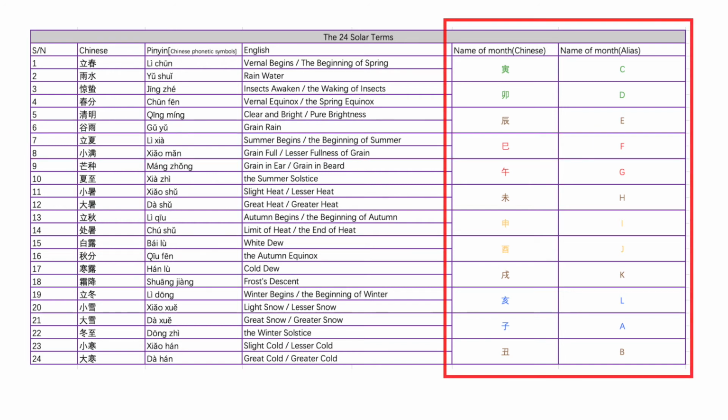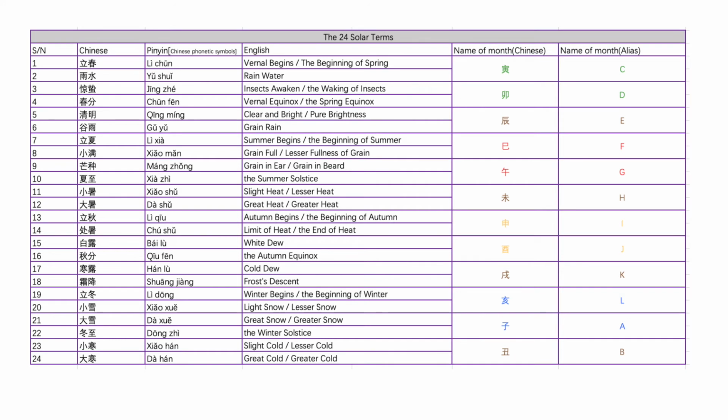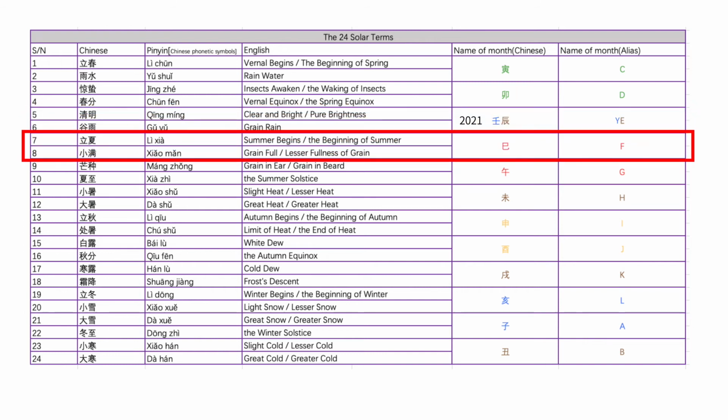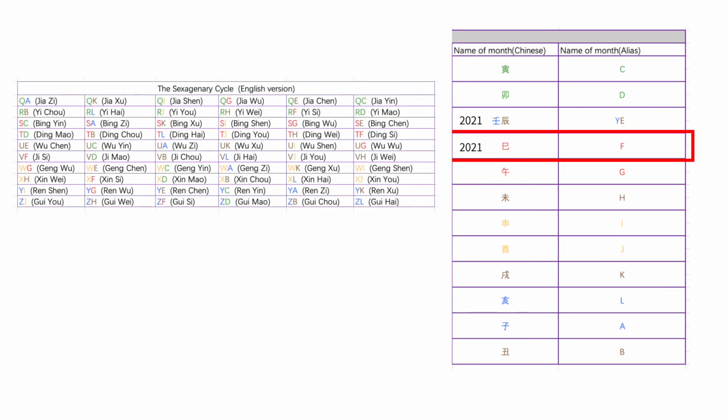The terrestrial branch in the name of each month is unchanged, but the heavenly stem is constantly changing. For example, the full name of Chen month in 2021 is Renchen month, or Yi month for short. The next month of Chen month is Si month. So what is the full name of the Si month in 2021? Still the same 5-second thinking time. The full name of Si month in 2021 is Gui Si month, or ZF month for short.